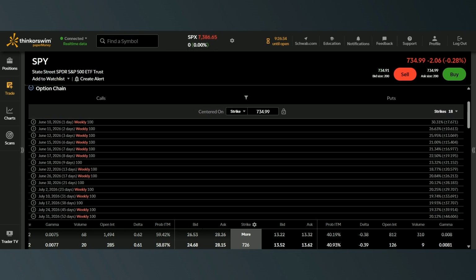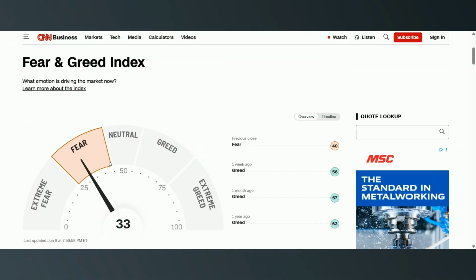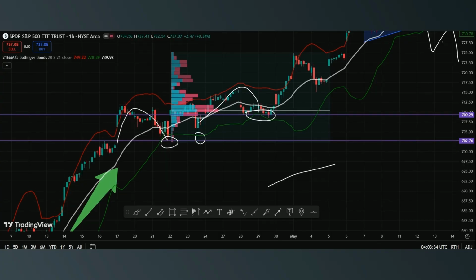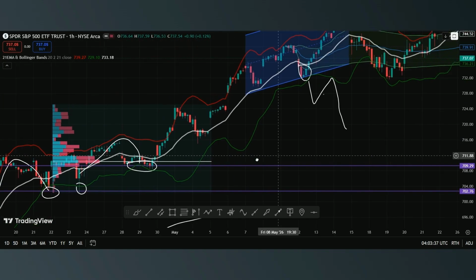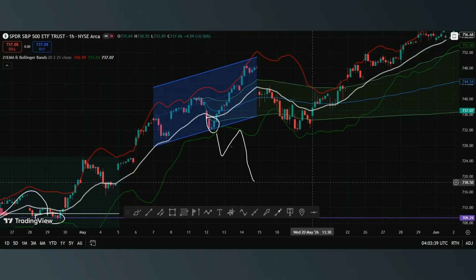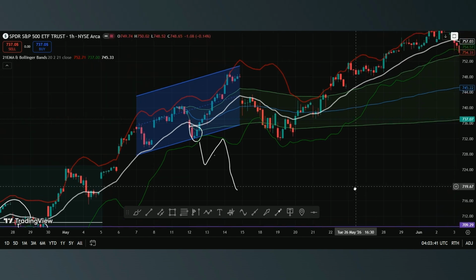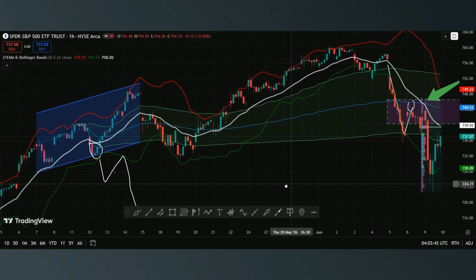All right, and we got a little bit of fear and greed. The fear mark is at 33. Interesting. The market has been very interesting. We have had a lot of explosive moves, and right now the market had dumped today on the 9th of June.